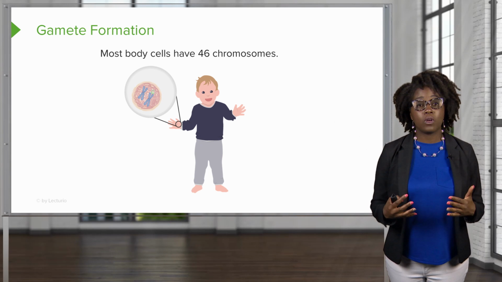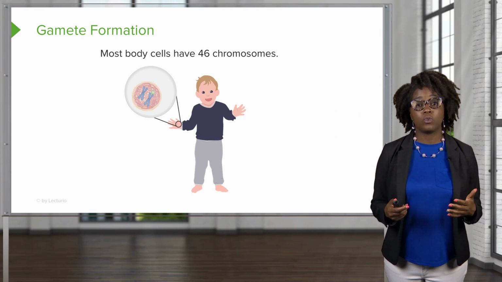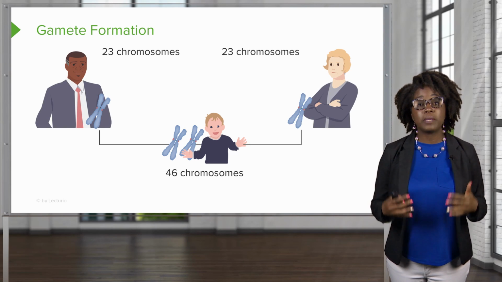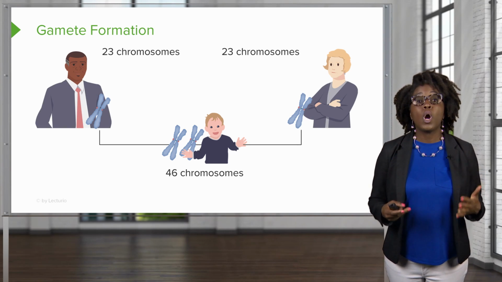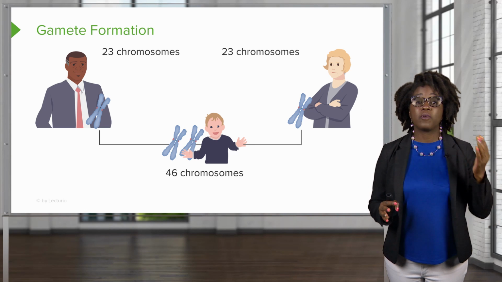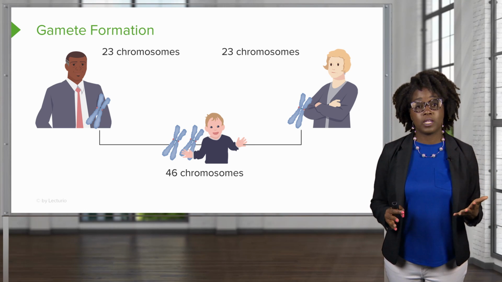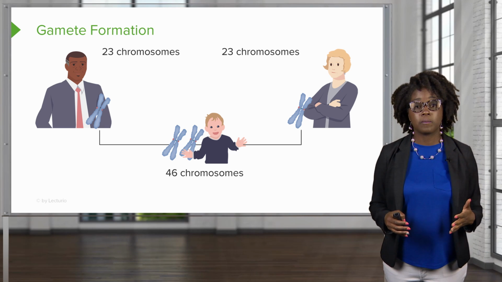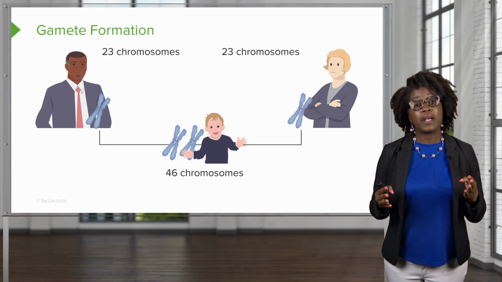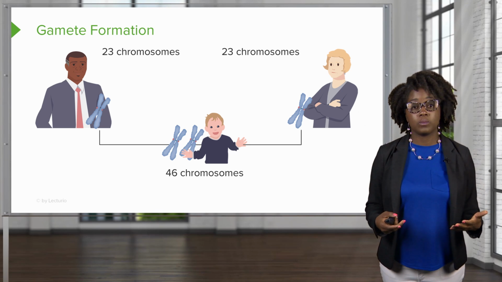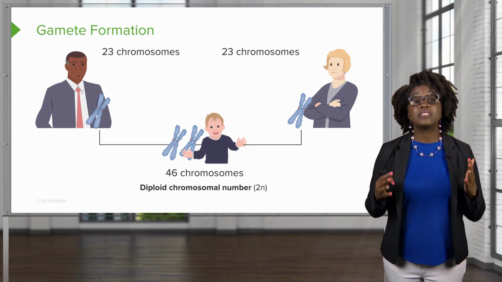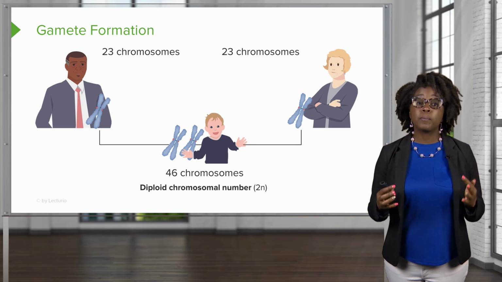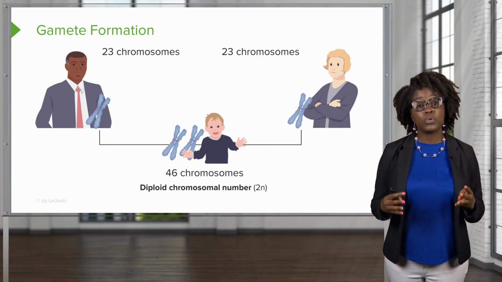Most of our body cells contain 46 chromosomes. This includes 2 sets of 23 pairs of chromosomes, where one of those chromosomes came from the mother, or your maternal chromosomes, and one came from the father, or the paternal chromosomes. We refer to this pair as homologous chromosomes. And 46 is referred to as our diploid number, or our diploid chromosome number, or our 2N.